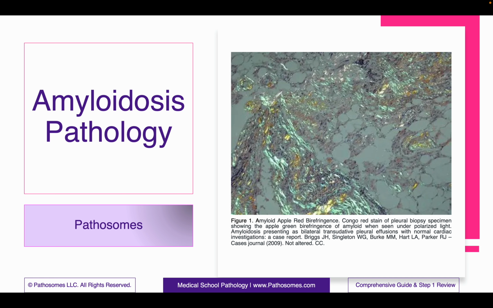Do you know what's happening in this image to the right? What condition is that? You see that apple green birefringence? That's amyloid, right? We're probably looking at that with a polarized light source. It's actually very pretty. In today's discussion, we're going to be discussing amyloidosis, right?